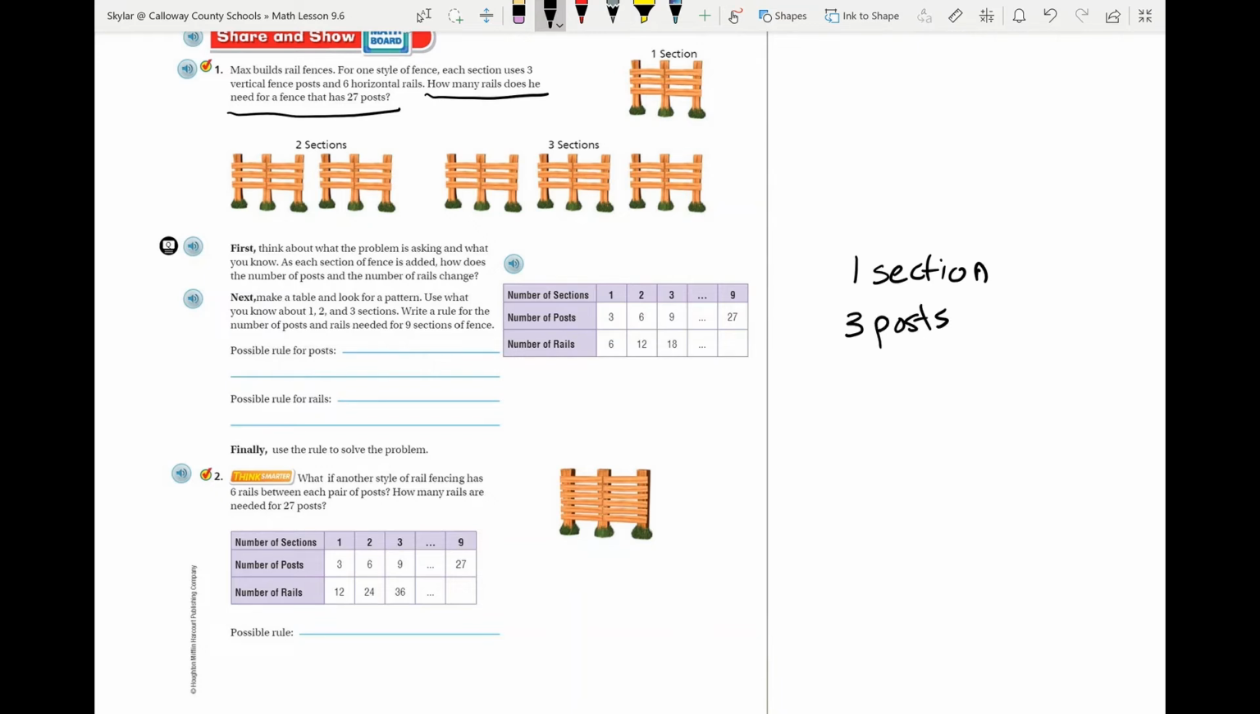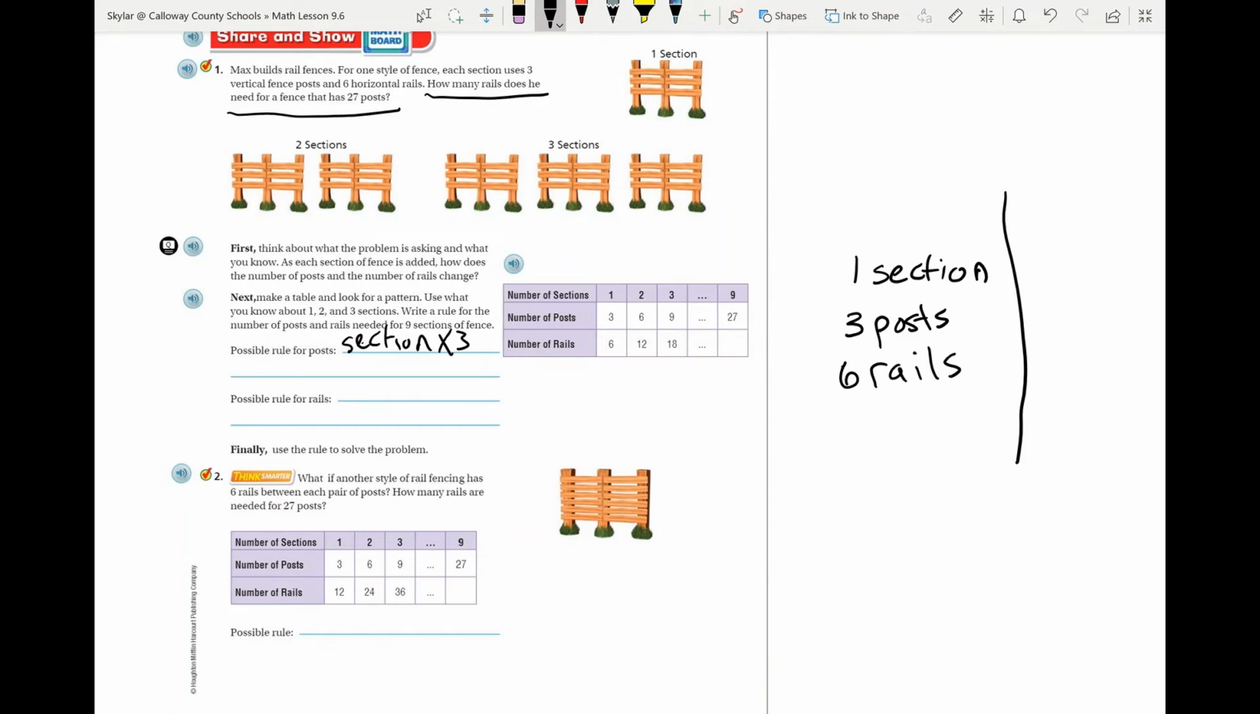And you need to get in the habit of being able to write these by yourself because not every question will give it to you. And with 3 posts, it says we will get 6 rails. So if you look over to the left, it's actually asking you, what is your rule for posts? Well, if we have one section and then we have 3 posts, what do you have to do to that one section to get 3 posts? That's right, you have to multiply it by 3. So section times 3 is how you get posts.